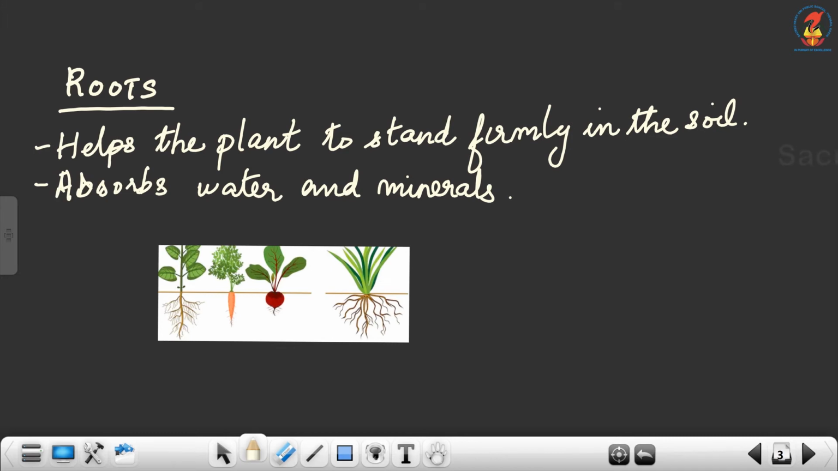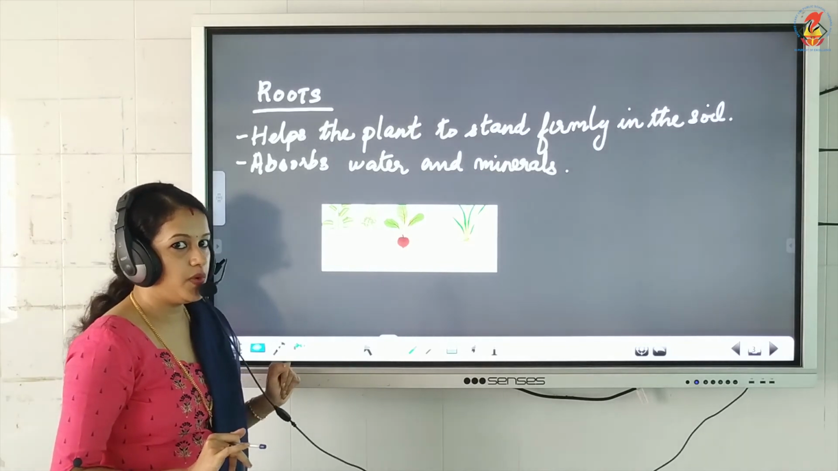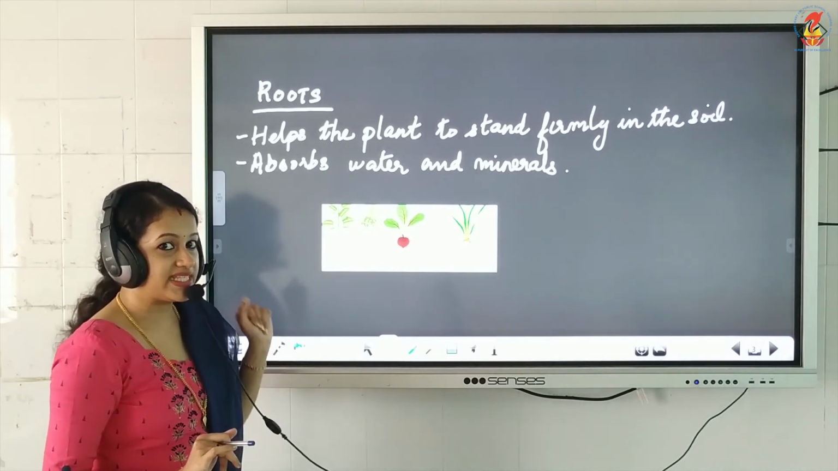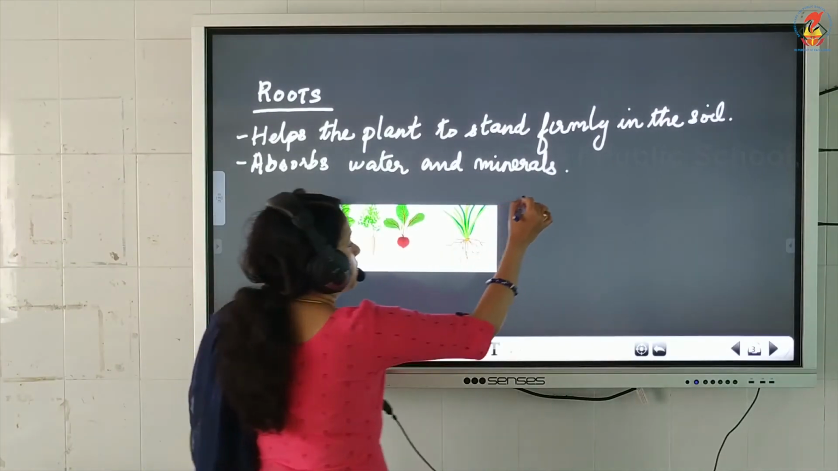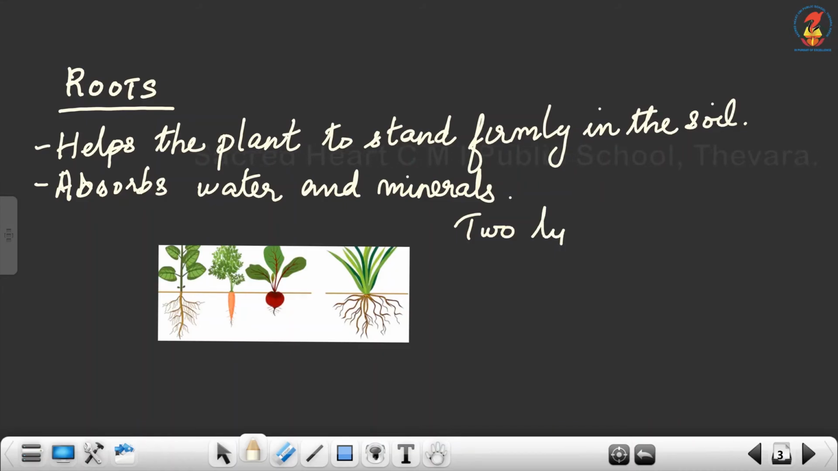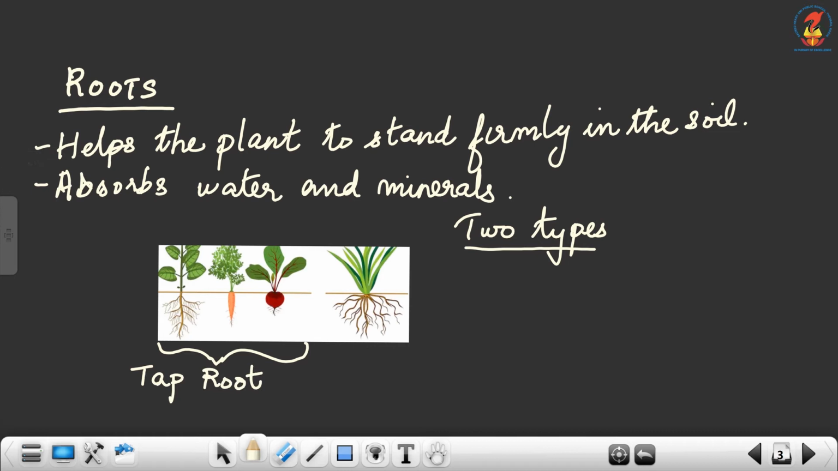And the roots can also be classified into different types. There are mainly two types of roots. Okay, the first picture, the first half that you see, these three pictures are examples of tap root, and the second picture that you see here is fibrous root.